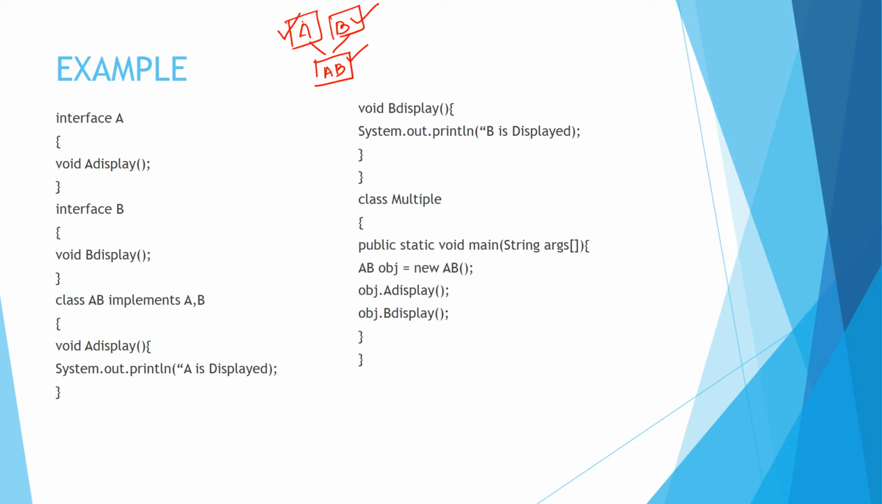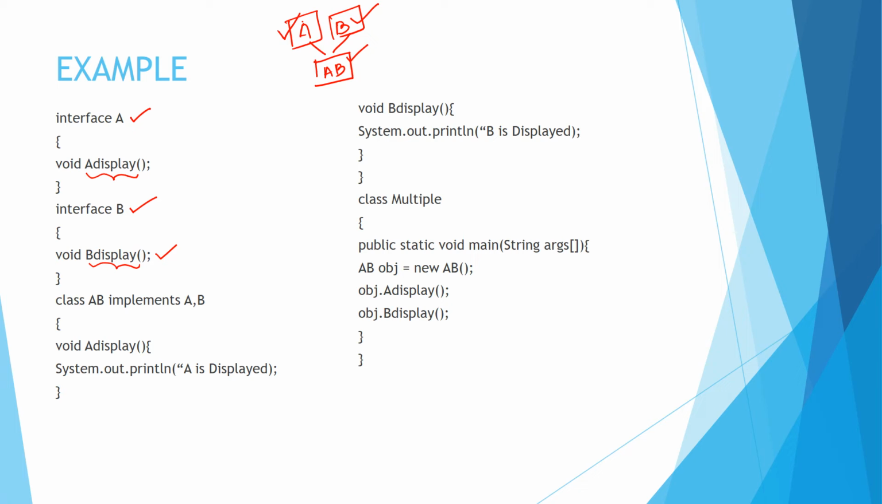Okay, so similarly see here, this is interface A, we have defined it, and inside this interface A we are defining a method called A display and ending it with a semicolon, and then we are defining interface B, and inside interface B we are defining a method called B display. Okay, the interface part is now over.